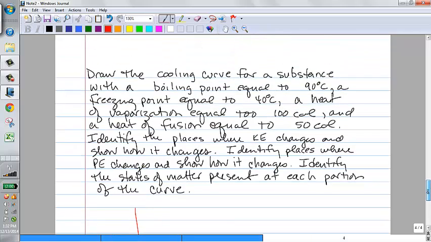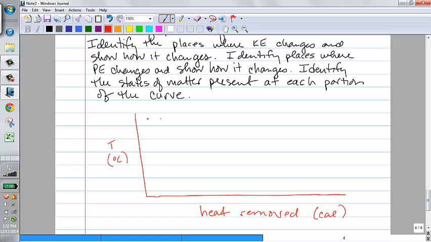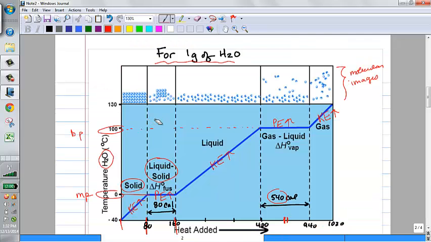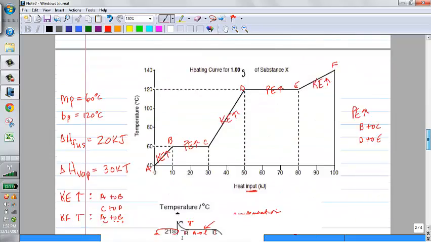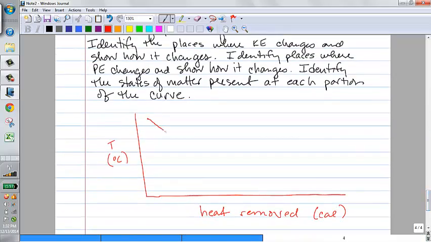The graph has 5 segments. This is a cooling curve, so it starts high. So decrease, flat, decrease, flat, decrease.